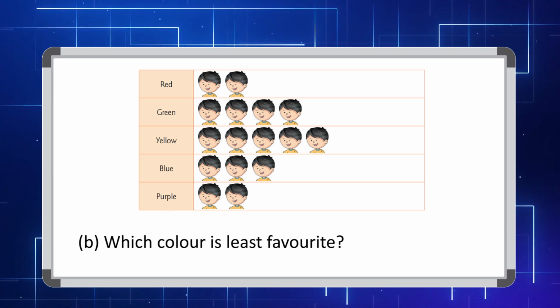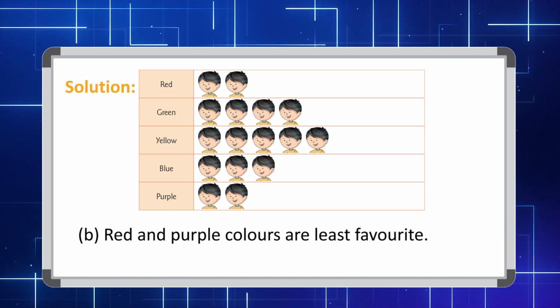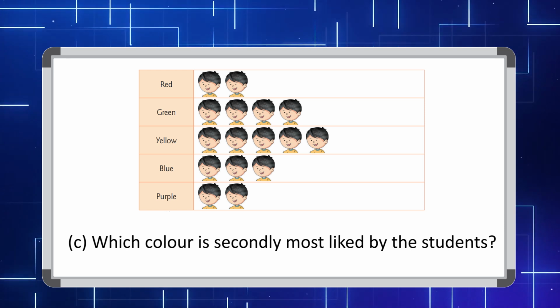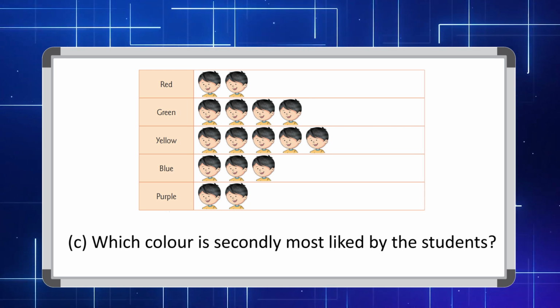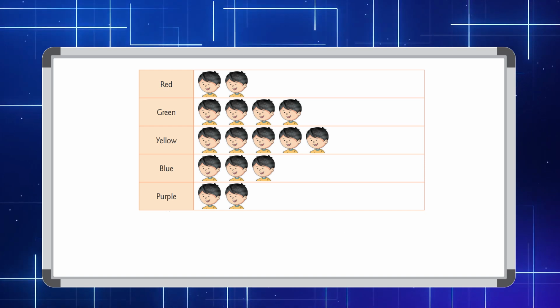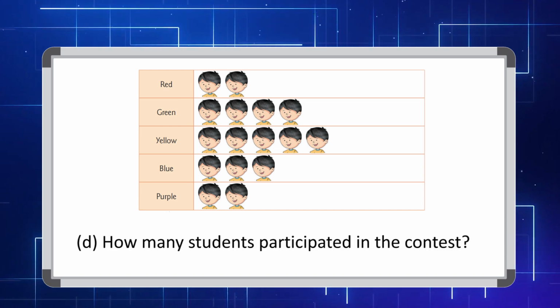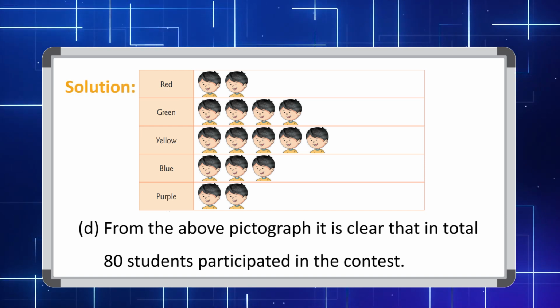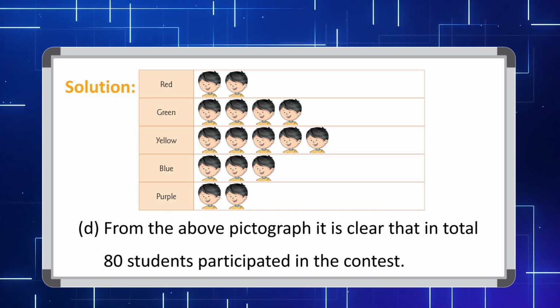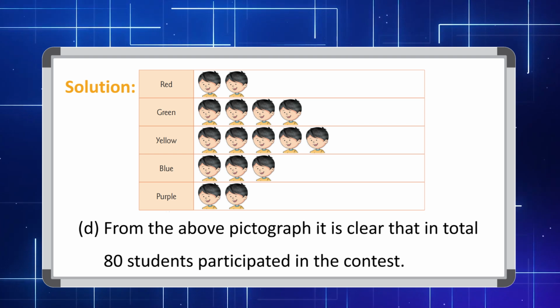Which color is least favorite? Red and purple colors are least favorite. Which color is secondly most liked by the students? Green color is the second most favorite color. How many students participated in the contest? From the above pictograph, it is clear that in total 80 students participated in the contest.